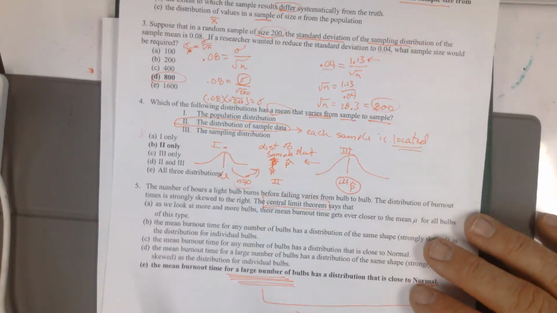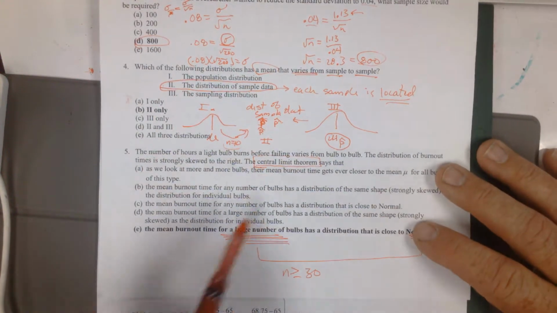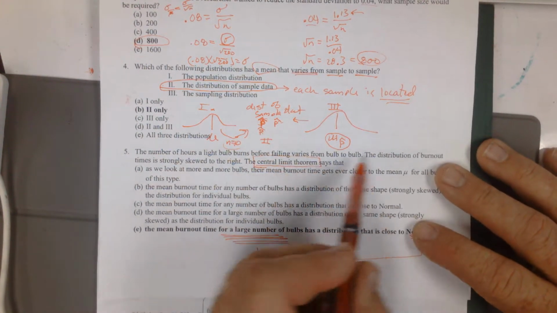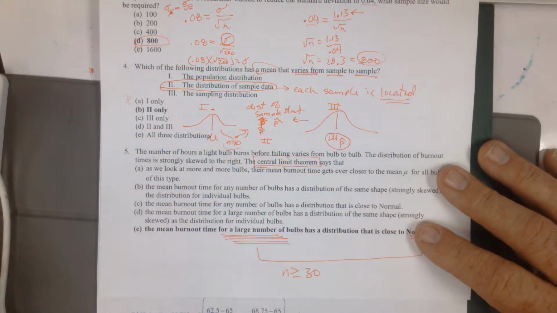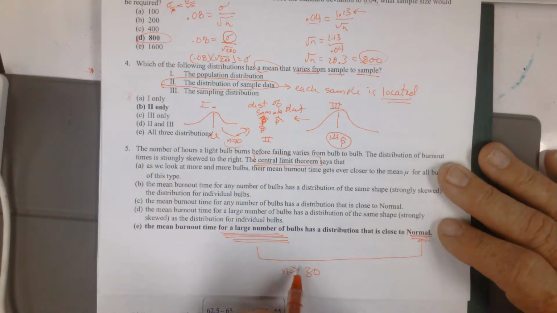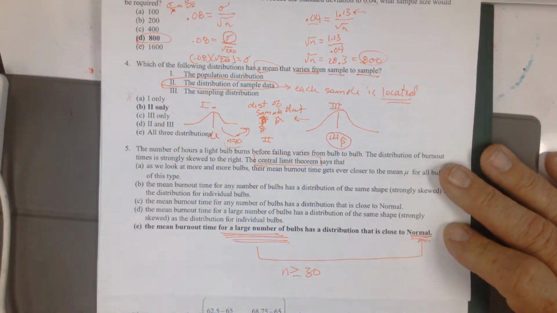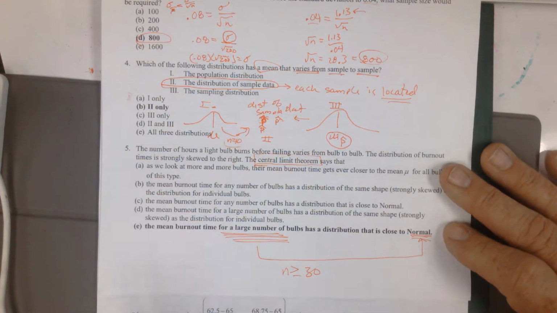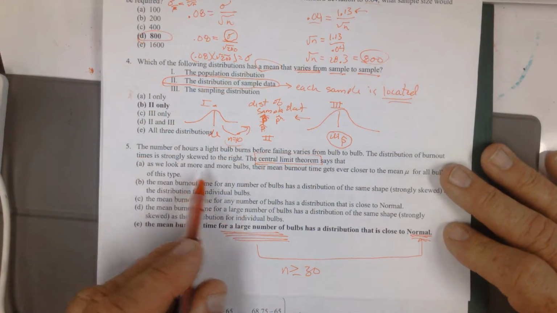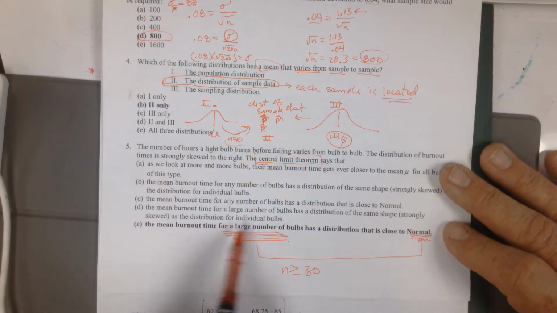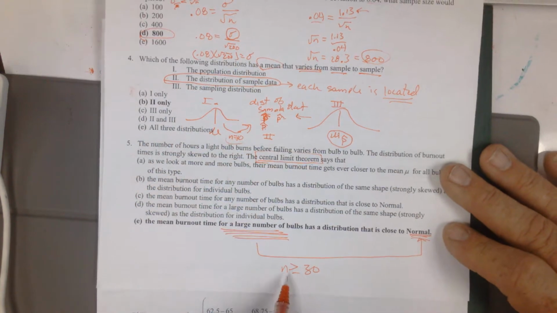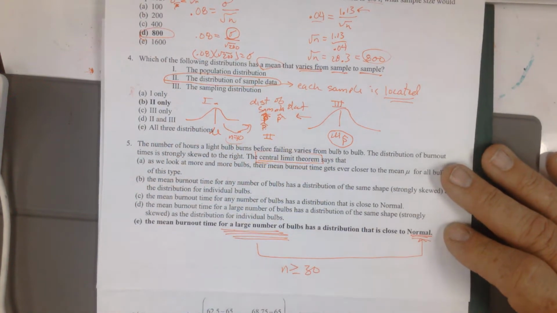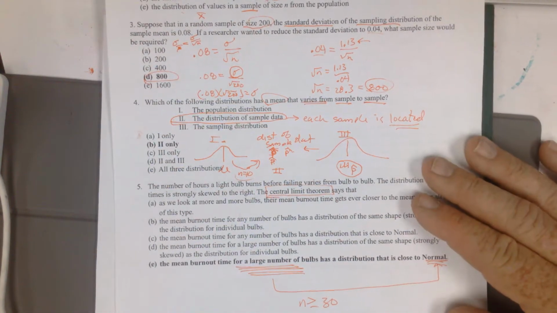Number five, central limit theorem. Doesn't matter. Once you see the word central limit theorem, we're talking about large numbers greater than 30 that will make it normal. That's the key piece. Okay? So central limit theorem, doesn't matter if it's skewed right, skewed left. Once you do a large number of bulbs, it's going to make it close to normal. So that magic number is 30 is what we've been talking about.